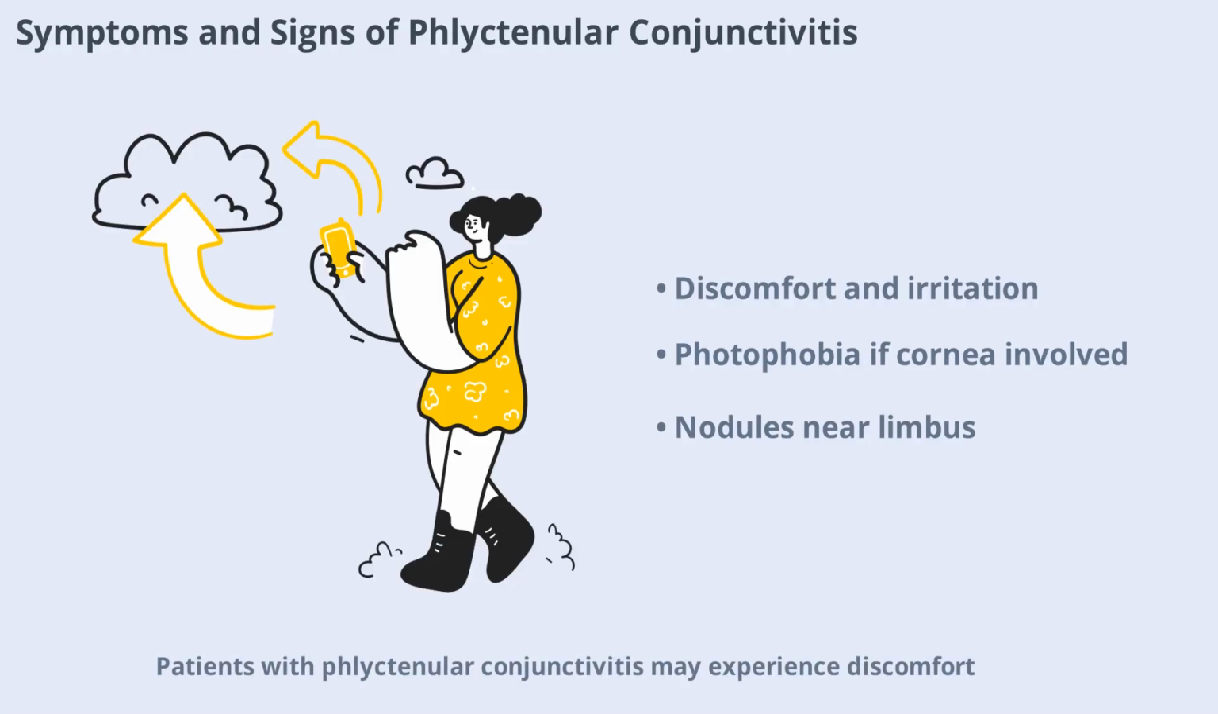Patients with phlyctenular conjunctivitis may experience discomfort, irritation, reflex tearing, itching, and photophobia, especially if the cornea is involved. Clinically, one or more small gray-yellow nodules appear near the limbus, surrounded by conjunctival congestion. The rest of the conjunctiva remains normal. If the cornea is affected, the condition can progress to phlyctenular keratoconjunctivitis, increasing the risk of corneal ulcer and opacity.